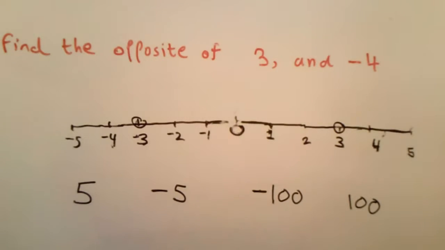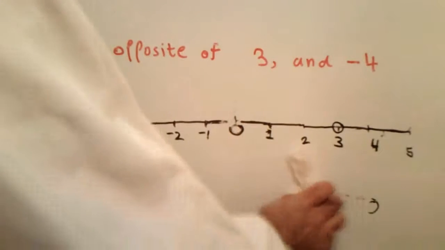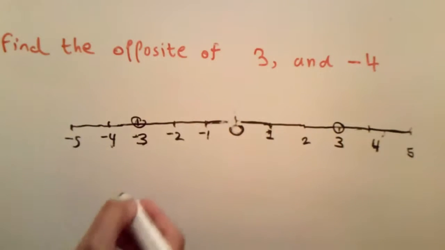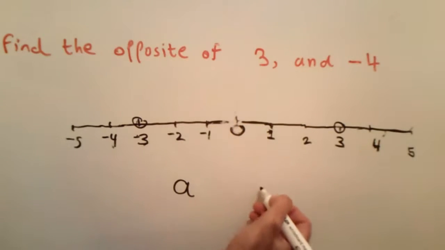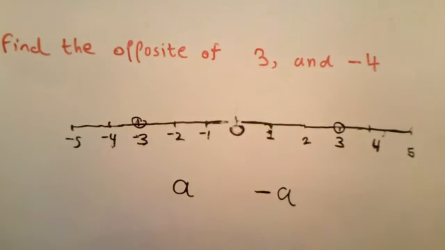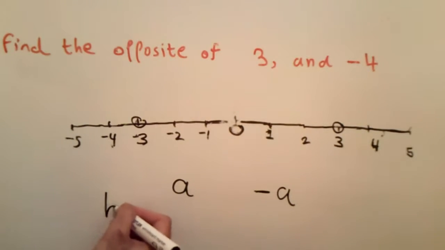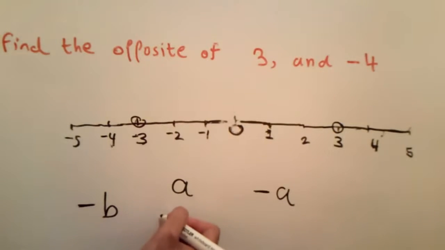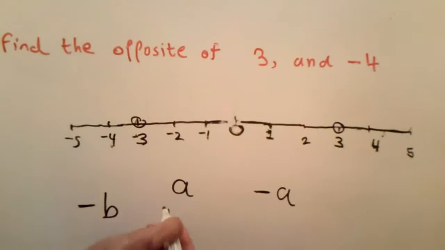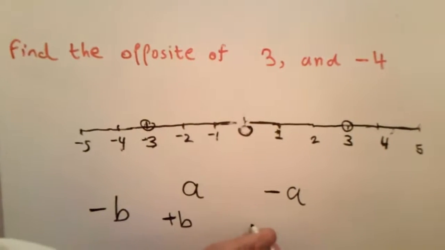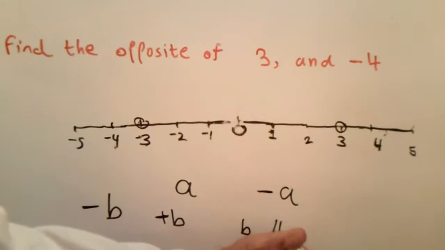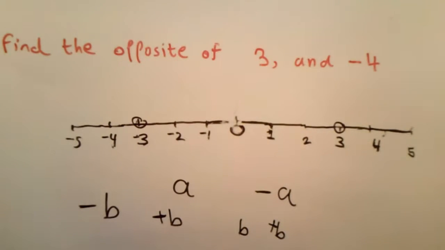A slightly different question that's related to it is, what would be the opposite of A? Simple, you just write down negative A. What would be the opposite of negative B? Simple, it would just be B. Or remember, if there's no sign there, it means positive. So B means positive B as well. And that's it. It's very simple. A related topic to positive and negative numbers is finding the opposites.